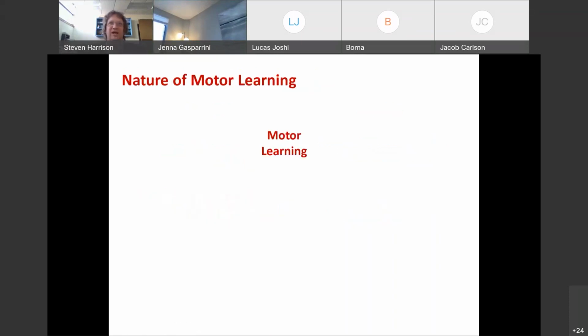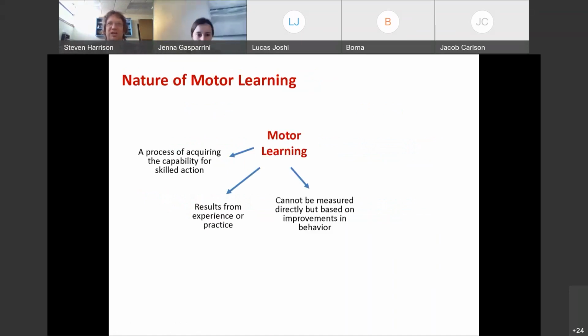Let's think about aspects of motor learning. Motor learning is a process of acquiring the capability for skilled action. In general, it results from experience or practice. As we talked about the slide before last, it can't be measured directly, but is inferred based upon improvements in behavior. And motor learning produces relatively permanent changes in behavior. I understand that to a lot of you, this is all super basic stuff.